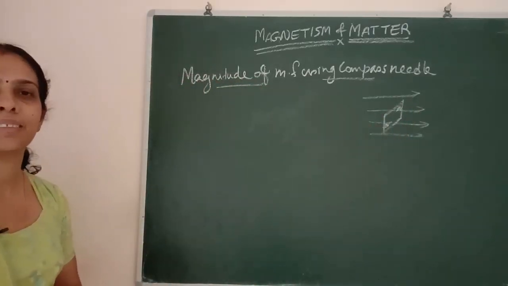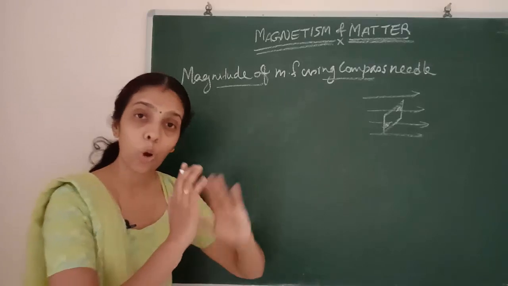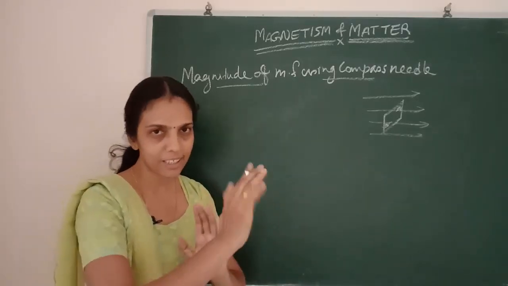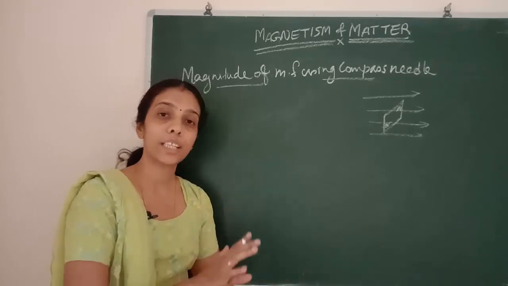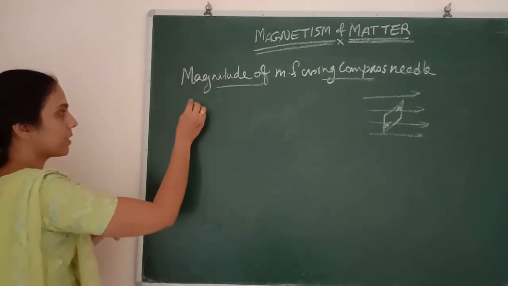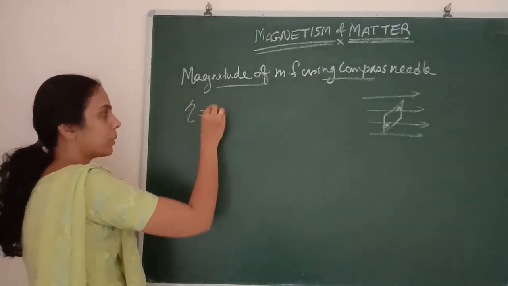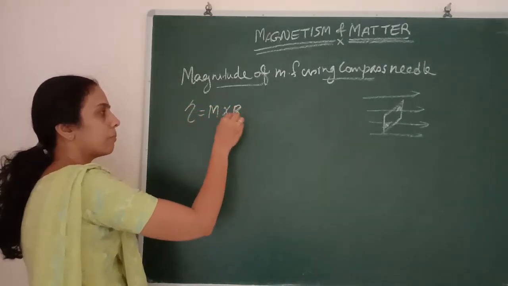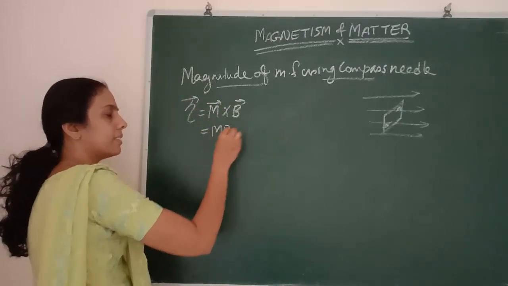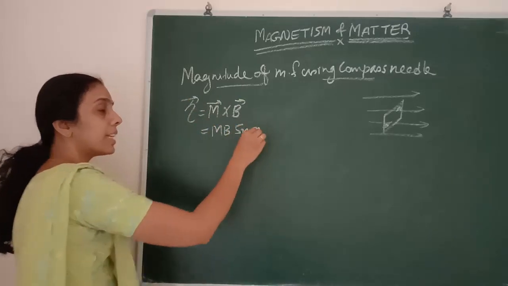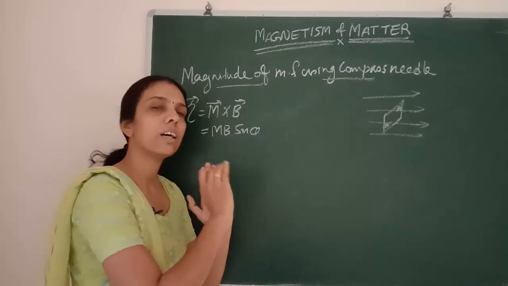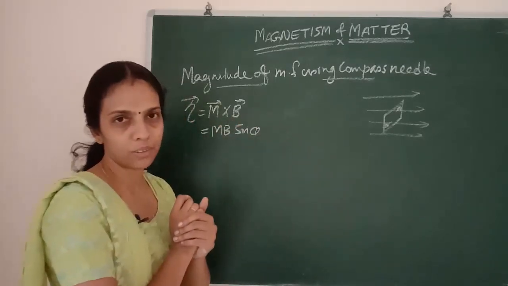What will happen there? Yes, torque will be acting on the system. It will try to rotate, deflect. That is, there is a rotating effect, which means a torque will act on the system. What is the torque acting on the system? Torque tau will be equal to M cross B, that is equal to MB sin theta. So there is a deflection, or torque is acting on the system.